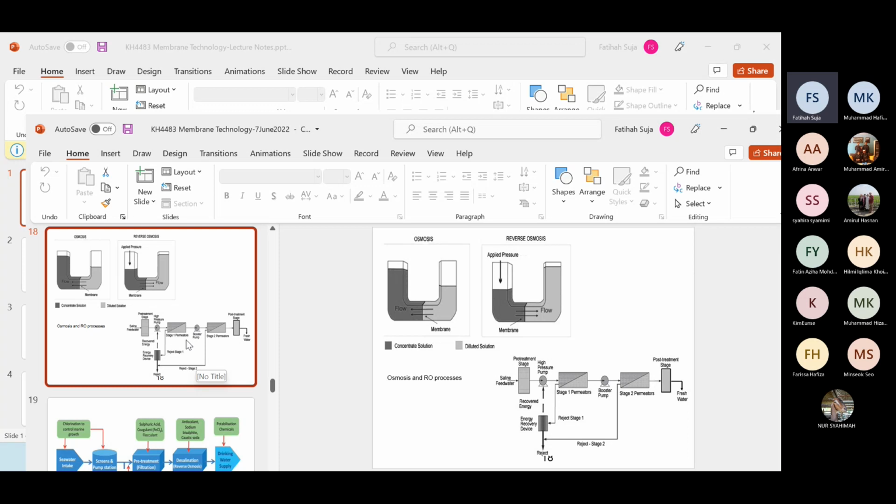So this is the reject stage one. And then you have another energy recovery device. You have reject stage two. You have a booster pump. And then you have another membrane type. And then the post-treatment stage, and then you have the fresh water. Okay, so you can have a few types of membrane in series.